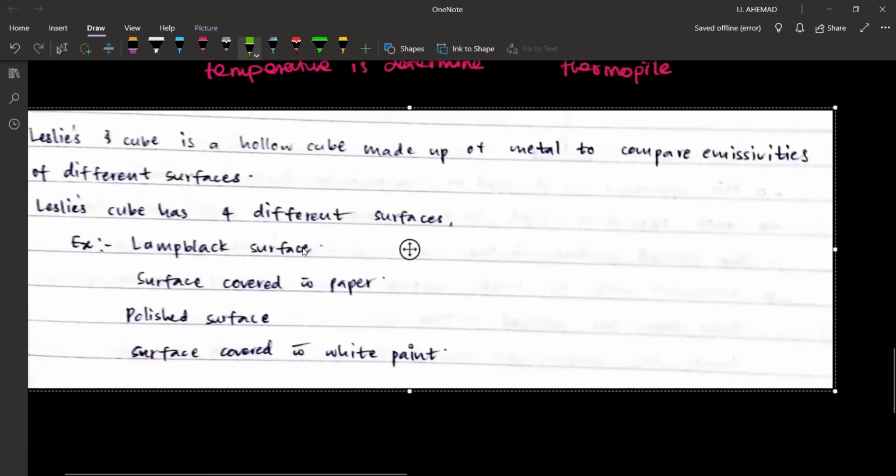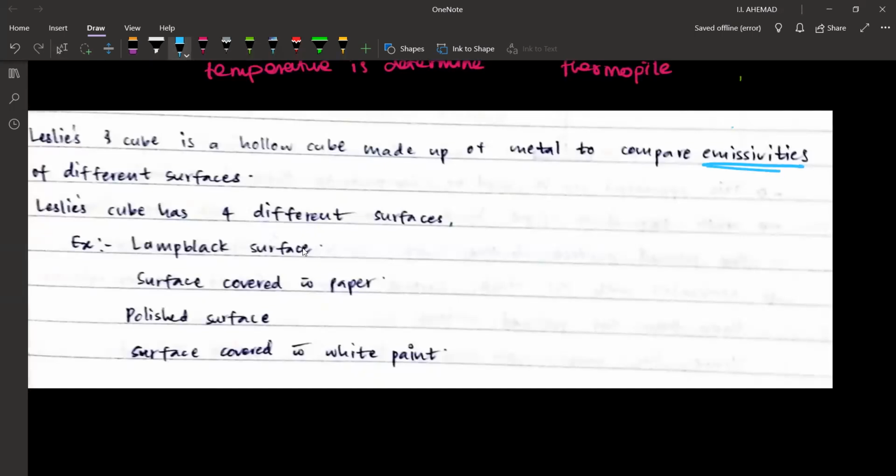Leslie's cube is a hollow cube made of metal, used to compare the emissivity of different surfaces. That means how much it is going to emit or radiate, as we discussed previously. So using Leslie's cube, we can compare. As I mentioned, this Leslie's cube has different surfaces. It doesn't necessarily have to have these types of surfaces; this is just an example.